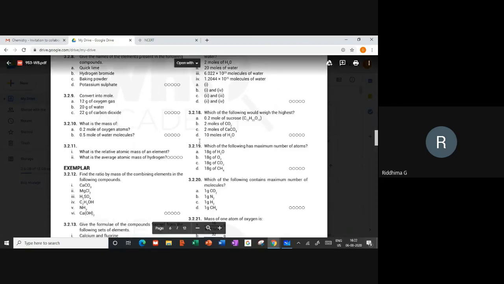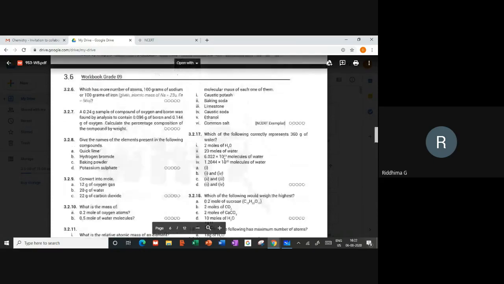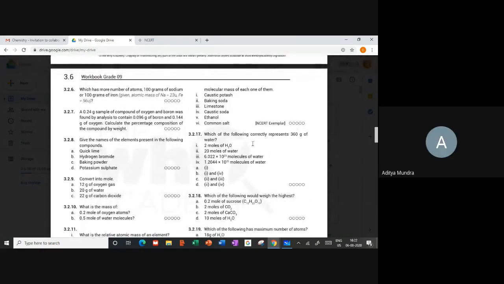Okay, and all these MCQs, which of the following correctly represents 360 gram of water? Miss, for this, D. Which question? The 17th one, which of the following correctly represents 360 gram of water? You calculate.